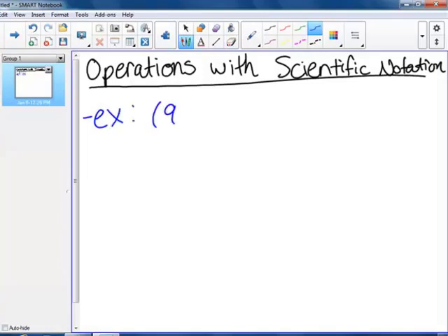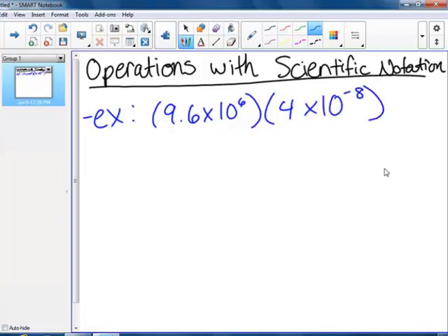So for our first one, we have the number 9.6 times 10 to the 6th, and we're going to multiply that by 4 times 10 to the negative 8th. Okay, so our number parts, or our A parts, how I defined it before, we're going to just take 9.6 times 4, which is 38.4. So that's from the 9.6 and the 4. Now this is going to be times 10 to the, now I have to look at the 6 and the negative 8. I would need to add those together because this is like doing the product rule. So to the negative 2 power.